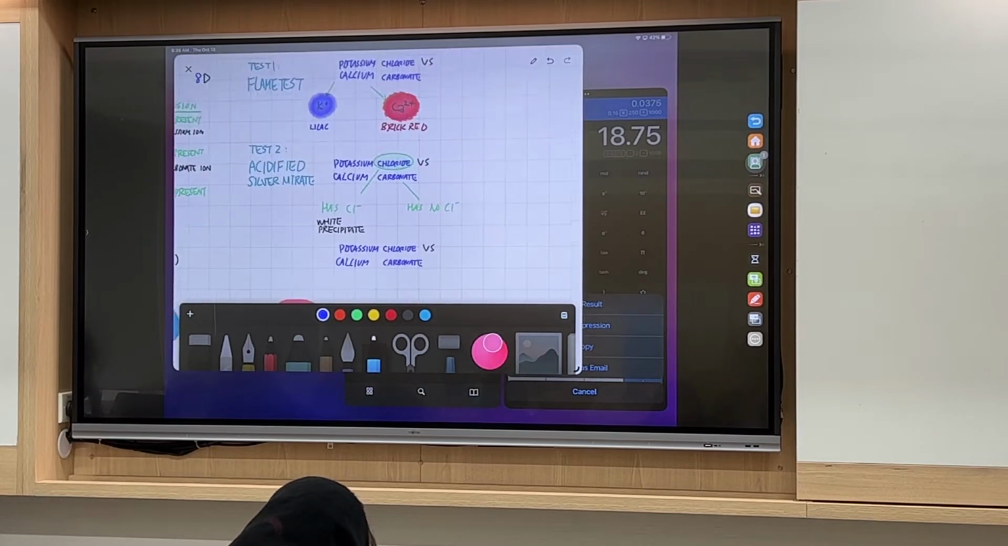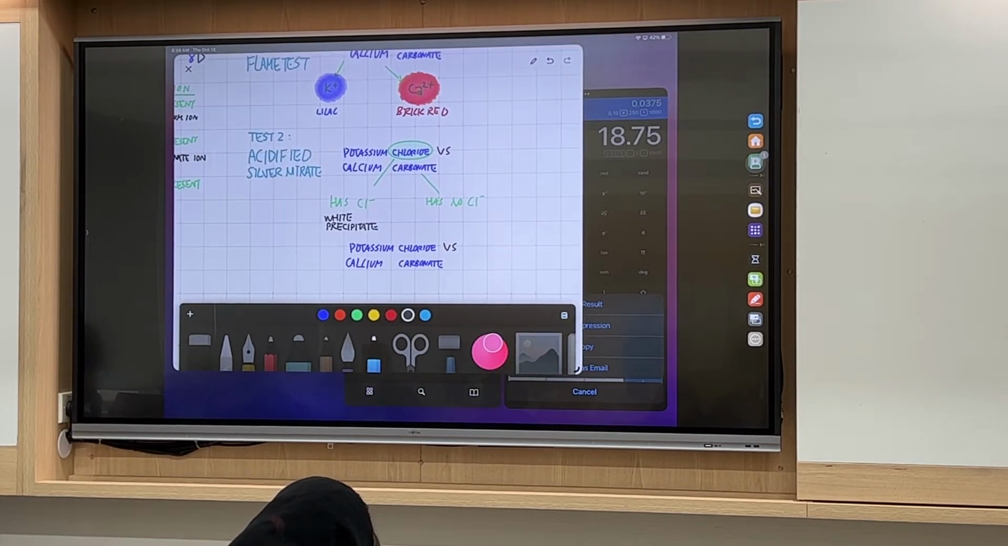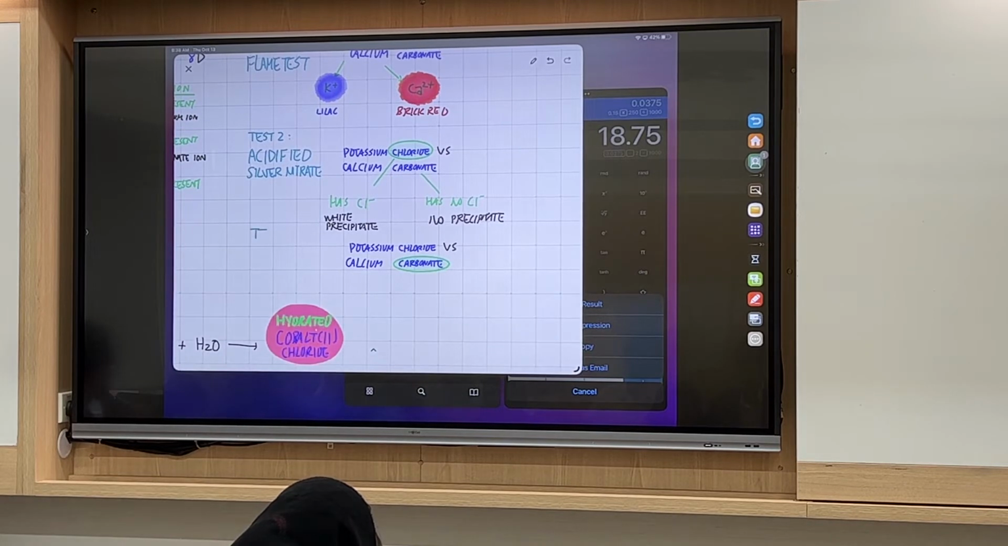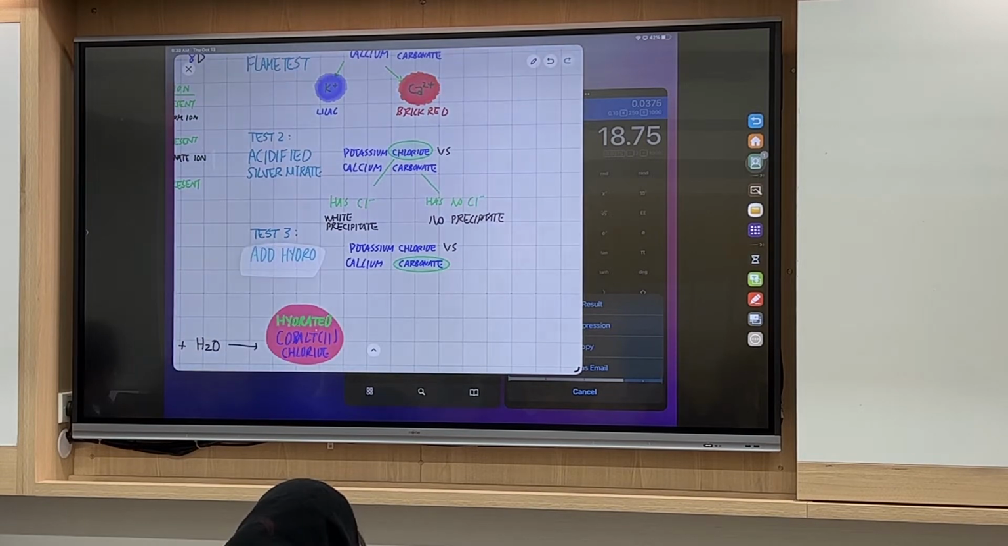So the third test that we can do is to test for the carbonate. What is that test that we can do on just the carbonate ion? Add acid. Any acid will do. For example, the acid in the stomach called hydrochloric acid. So add hydrochloric acid, or HCl.